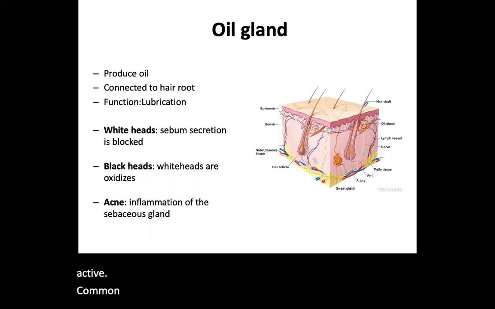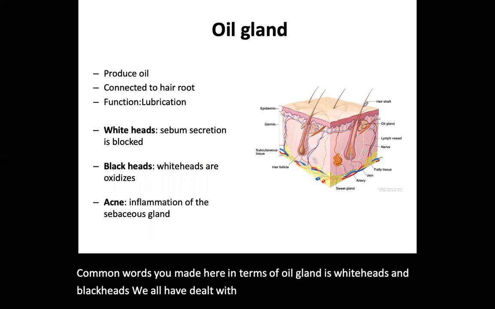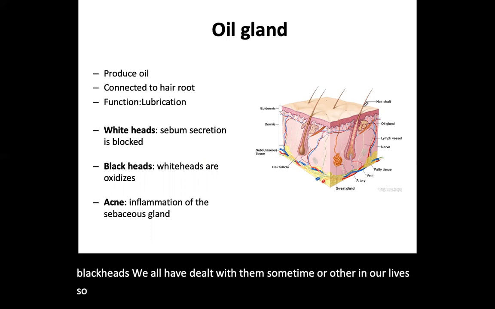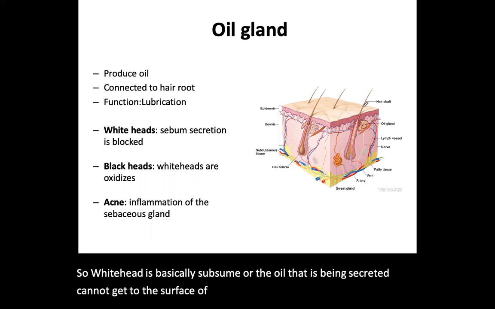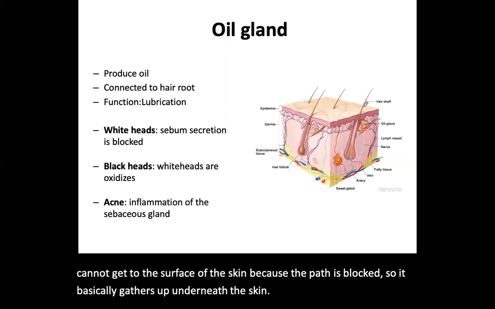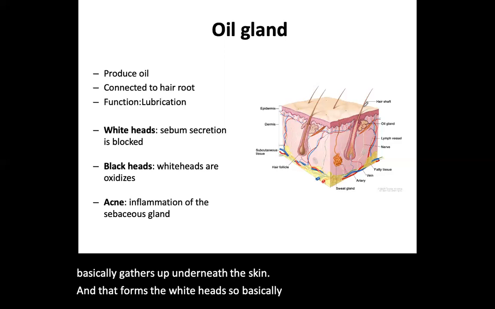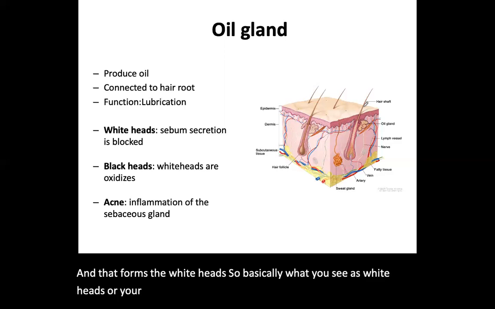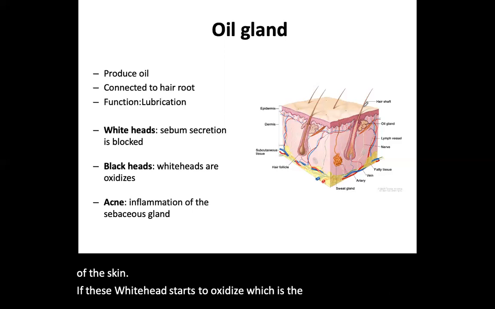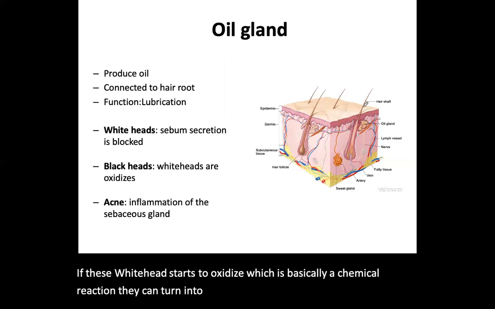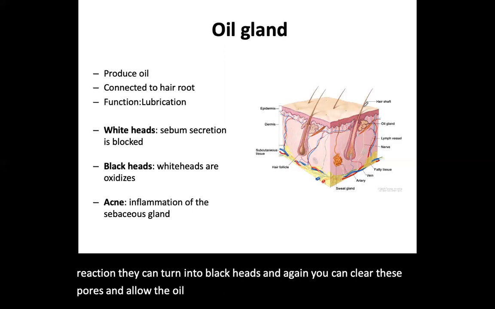Common words you may hear in terms of oil glands are whiteheads and blackheads. We all have dealt with them sometime or other in our lives. Whiteheads are basically sebum, or the oil that is being secreted, that cannot get to the surface of the skin because the path is blocked. So it gathers up underneath the skin, and that forms the whiteheads. So what you see as whiteheads are your oil glands that haven't been able to release to the surface of the skin. Now, if these whiteheads start to oxidize, which is basically a chemical reaction, they can turn into blackheads. And again, you can clear these pores and allow the oil to freely flow to the skin.